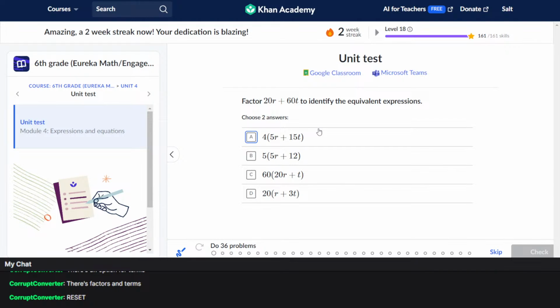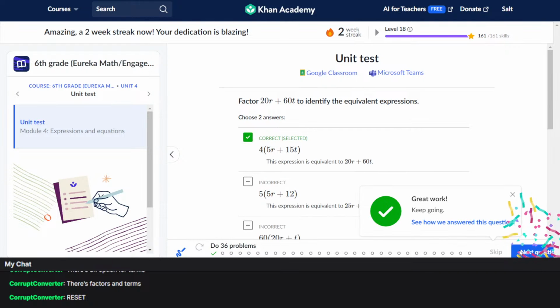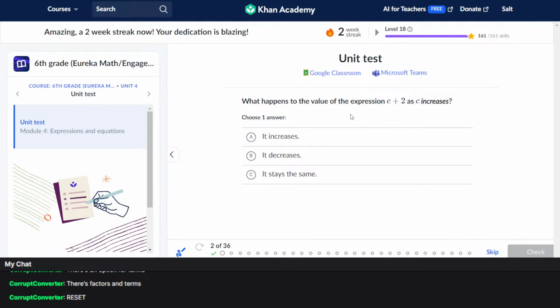Okay, equivalent expressions. Yay. Corrupt Converter says reset. Mm-hmm. Not this. C plus 2. As C increases. Oh my god, I meant increases.